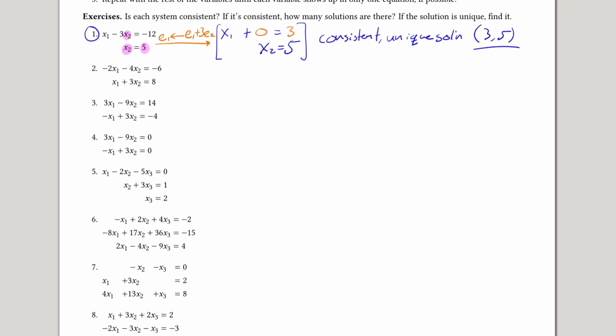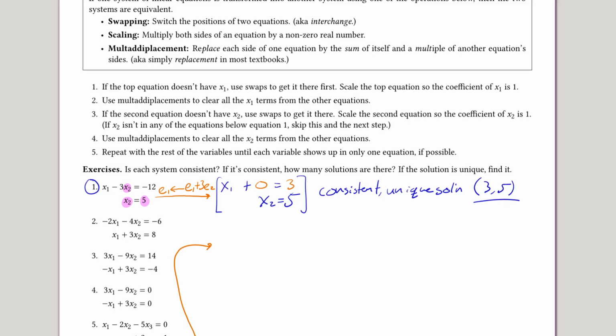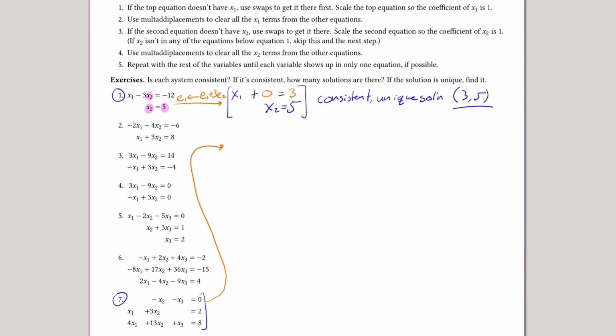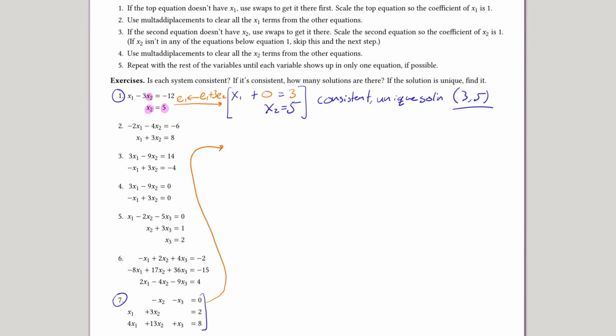Let's look at another one. Let's look at number 7 here. Let me zoom out a little so we can see the steps and the problem. If the top equation doesn't have x1, use swaps to get it there first. So we need to do that. We can swap equation 1 and equation 2 to get this x1 where we want it.